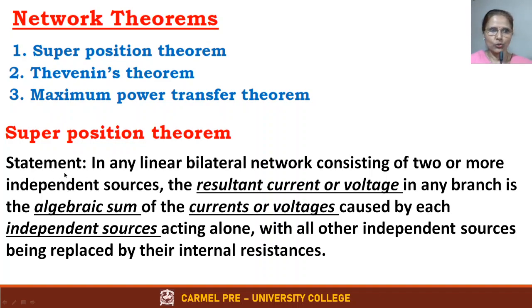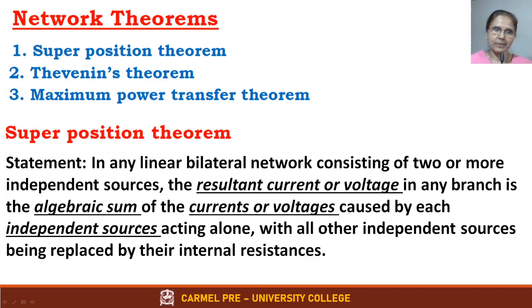So let us just go through the statement. According to superposition theorem, in any linear bilateral network consisting of 2 or more independent sources, the resultant current or voltage in any branch is the algebraic sum of currents or voltages caused by each independent source acting alone, with all other independent sources being replaced by their internal resistance, if any. If it has only, you are going to replace it by internal resistance. Otherwise, you will short circuit or open circuit.